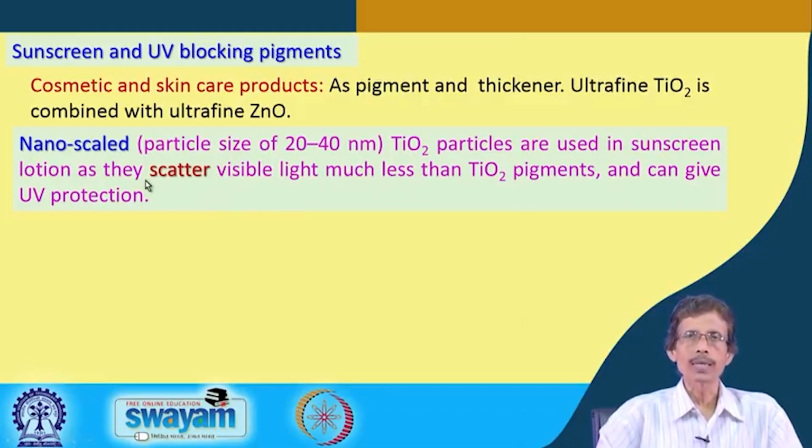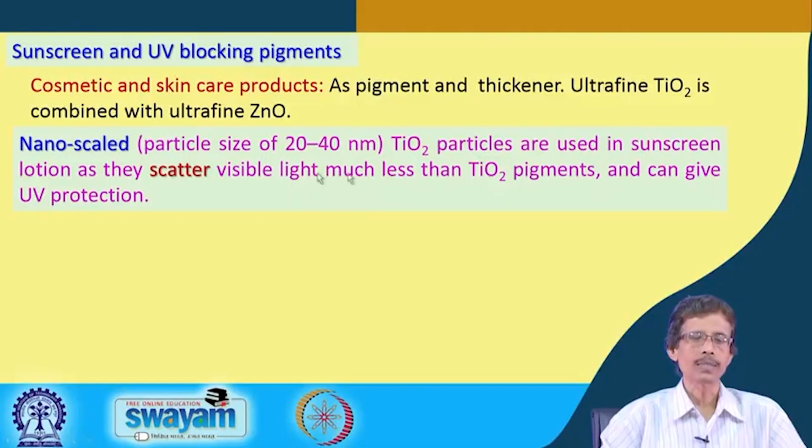Then we go down in particle size, since we are using this for cosmetic material, which is different from your typical inorganic paint material. The size in the range of 20 to 40 nanometer will be useful for this lotion formation, and basically those particles scatter visible light much less than the TiO2 pigments and can therefore give you UV protection. So, the scattering is of that particular mechanism.